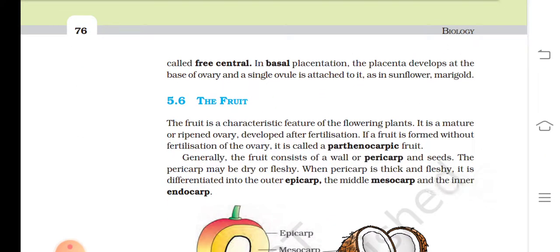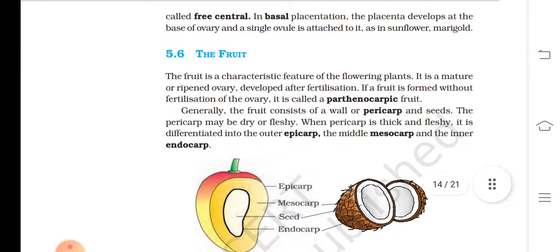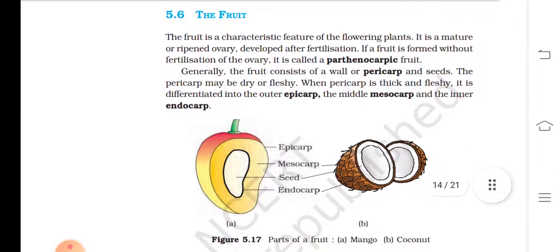In basal placentation, the placenta develops at the base of the ovary and a single ovule is attached to it, as in sunflower and marigold. 5.6 The fruit. The fruit is a characteristic feature of the flowering plant. It is a mature or ripened ovary developed after fertilization. If a fruit is formed without fertilization of the ovary, it is called a parthenocarpic fruit.